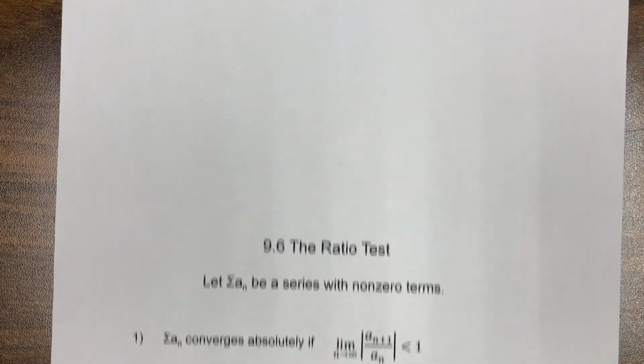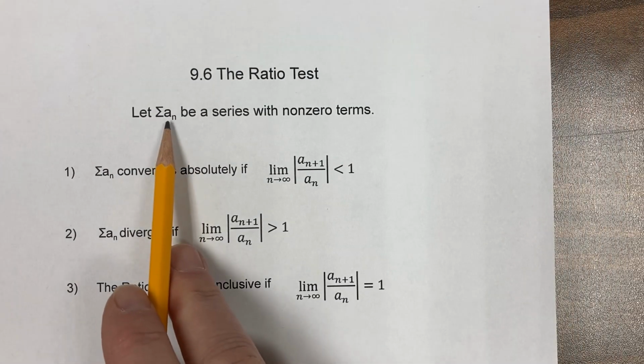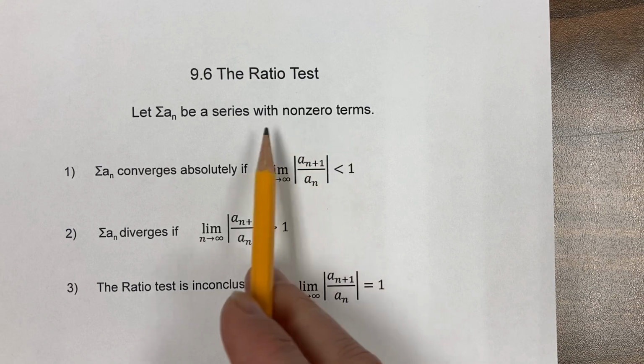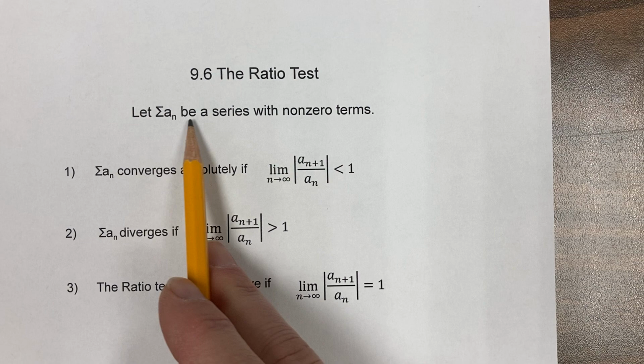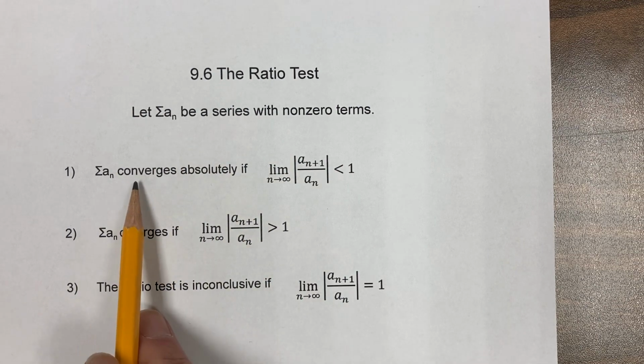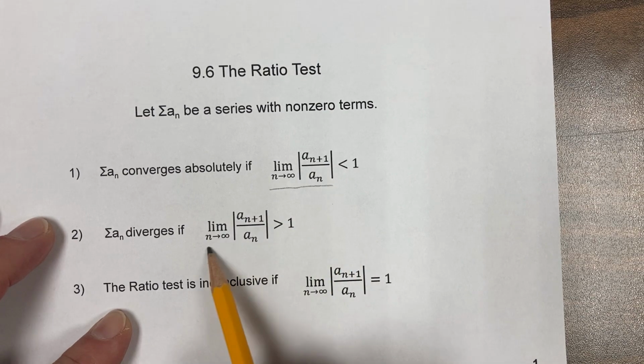So the help comes in what's called the ratio test. The ratio test says that if we have a series with non-zero terms, so just a nice positive, well, it doesn't even have to be positive, just a series, okay? Then we are going to do this structure here. So you'll see this is consistent in all three of them.